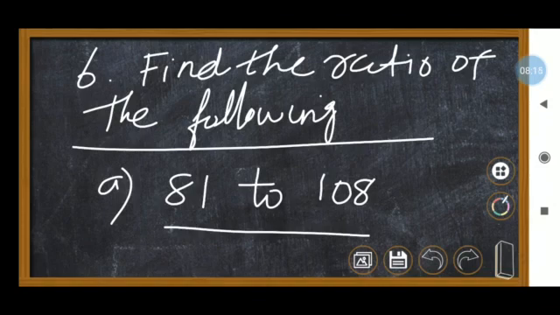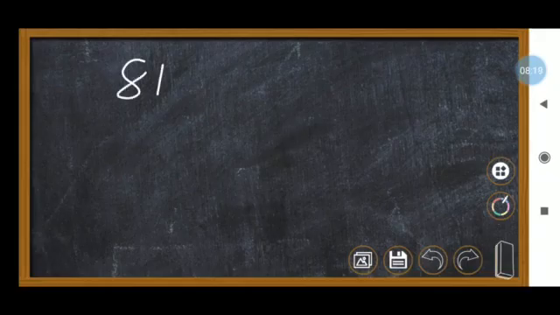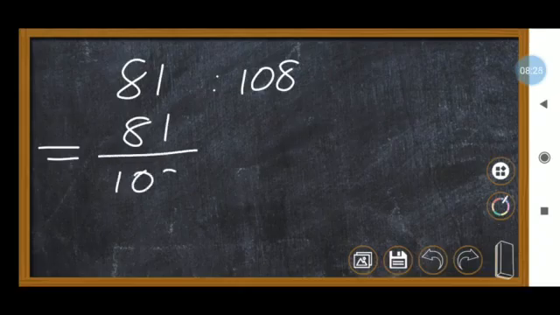For this you have to know the tables, students. So 81 is to 108, which can be written as 81 divided by 108. First we have to check which tables it is coming in. Okay, so will the 2 table divide or not? In the 2 table, 108 will divide, 81 will not divide. You can check it.